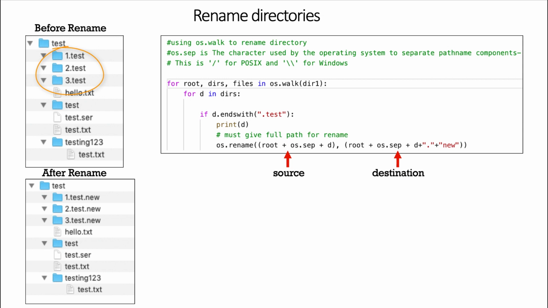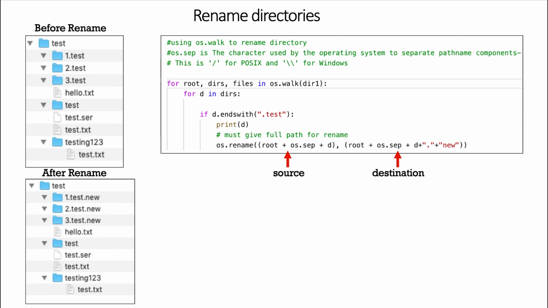Let's go through the code top to bottom. For root, dirs, files in os.walk(dir1). dir1 is the directory we're feeding it, and that's users/test. For d in dirs, we're focused on the subdirectory level. If d.endswith .test, now you see that almost every single file and folder has the word test in it, including the parent. But in our population of things we rename, we only want those subdirectories that end with .test. So you know right away that will just be the first three here, 1.test, 2.test, 3.test. The print(d), we don't need that. That was just for my purposes for testing. It doesn't help this run at all.